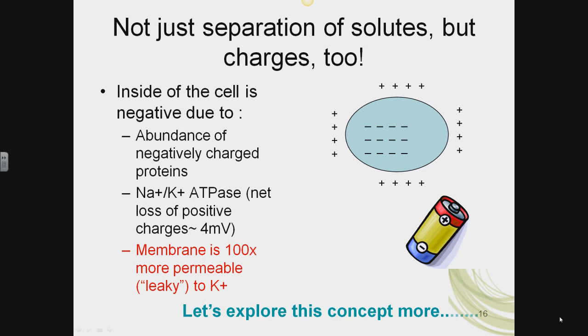Because of these three things, with the number one contributor being these leaky potassium channels, the inside of the cell is negative. And therefore, every single cell of your body is really set up like a battery. And if you think of your standard battery, you think of one pole side being negative and another pole being positive.